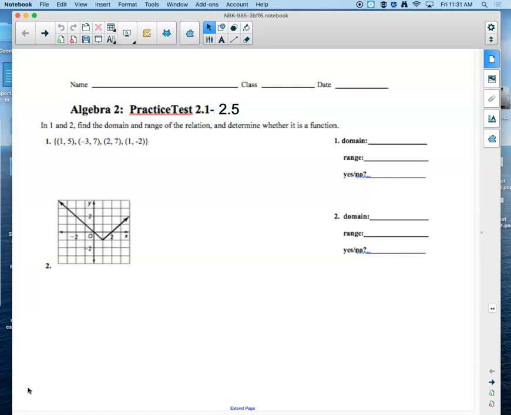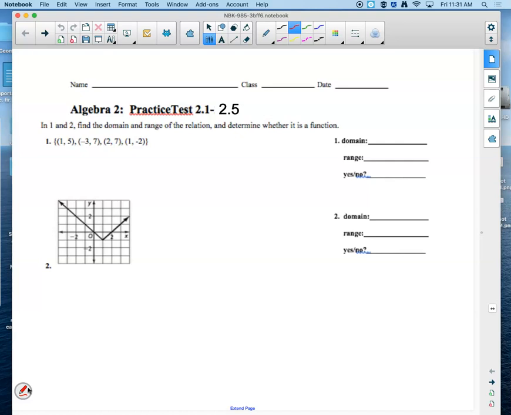So make sure that you're staying with us, you're participating and getting involved. The more you talk through stuff, the more you'll remember. Away we go. So we've got in 1 and 2, always read these, by the way. Sometimes students get things wrong because they don't read the directions. In 1 and 2, find the domain and range of the relation and determine whether it is a function.